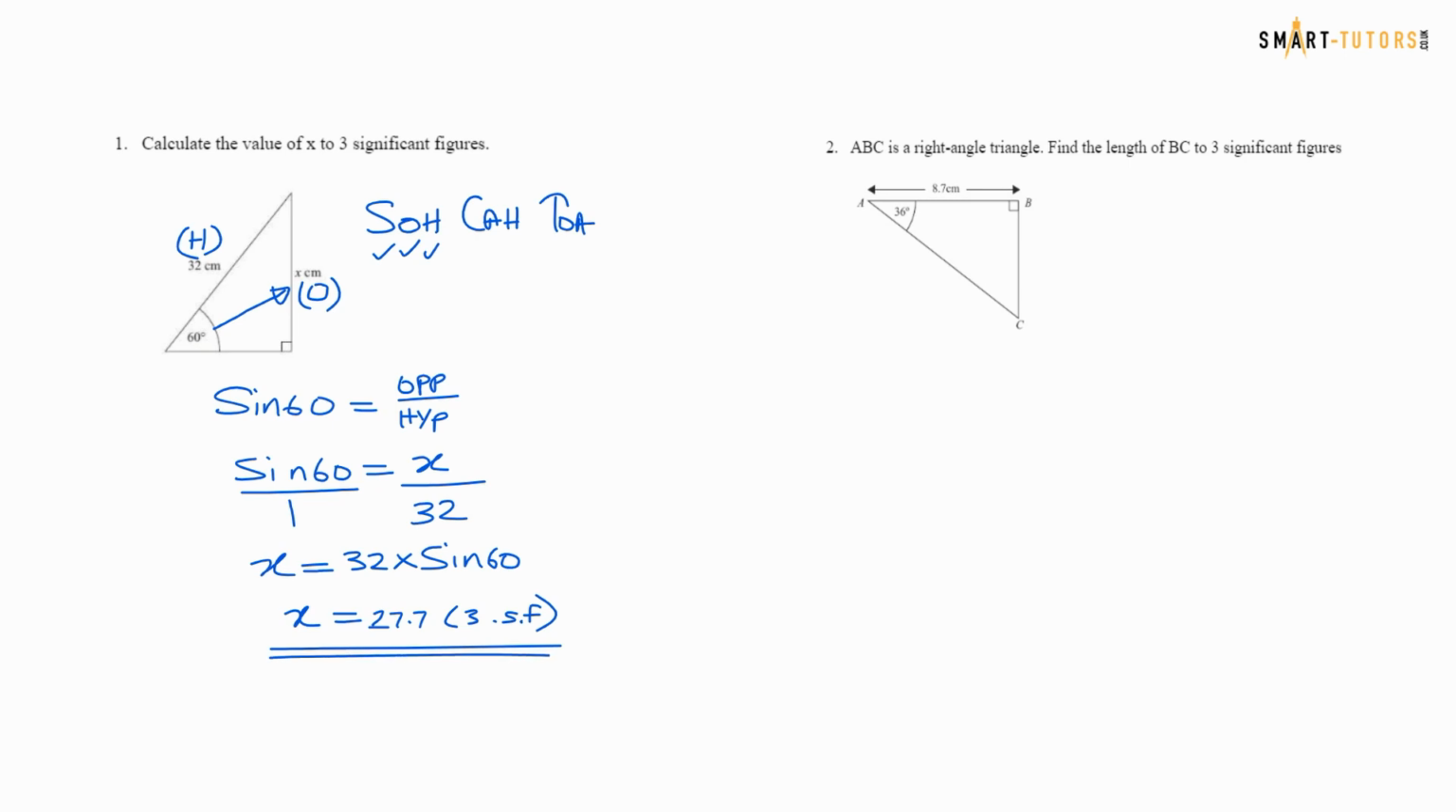Question number 2. ABC is a right angle triangle. Find the length of BC. So this is BC, which I mark as x, to 3 significant figures. Again, this is the angle. This is the opposite side and this is the adjacent side, and the hypotenuse side is not given or not asked.